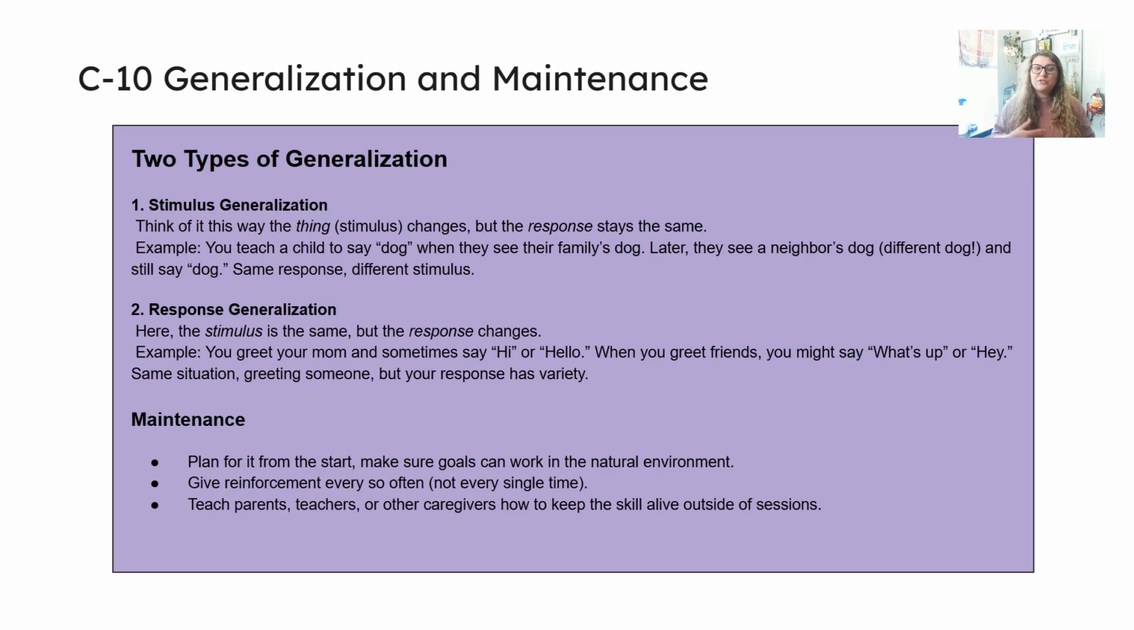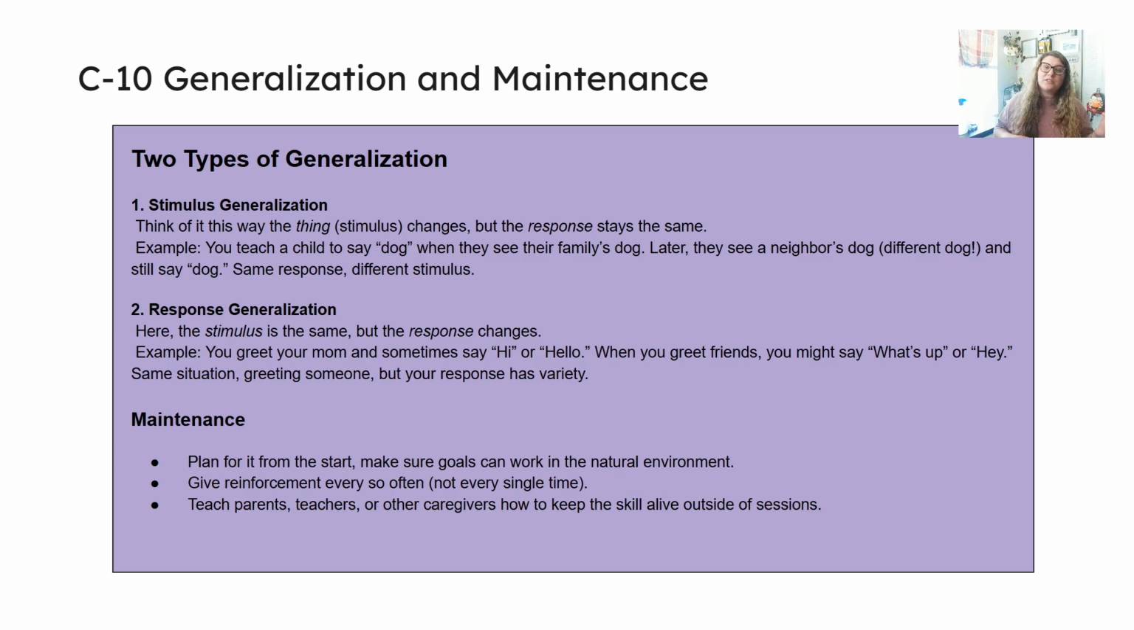So then we get into generalization and maintenance. So there are two types of generalization. We have stimulus generalization. So think of it this way: the stimulus changes, but the response stays the same. So let's say that you're teaching a child dog when they see their family's dog, and later they see their neighbor's dog, completely different dog, and still say dog. It's the same response, it's just a different stimulus.